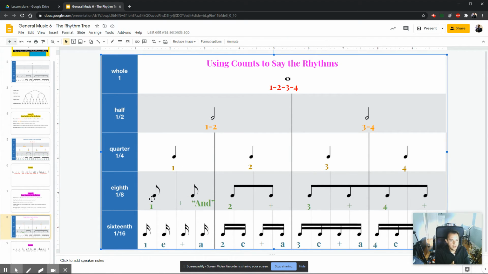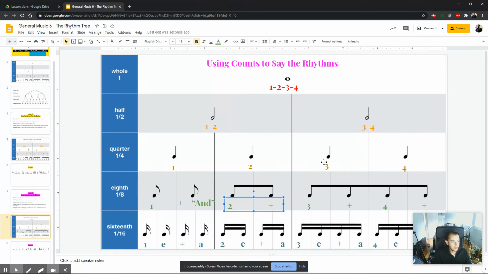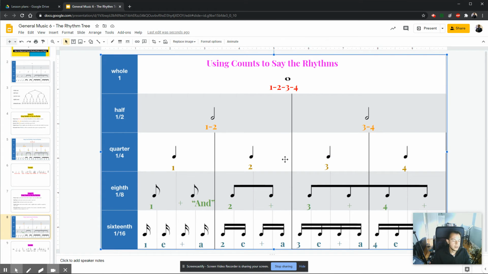So it's 1 and 2 and 3 and 4 and, whether you're just clapping the beat or clapping the actual rhythm. The rhythm that's written is all eighth notes, so it's 1 and 2 and 3 and 4 and. You can also have something like alternating a quarter note and two eighth notes: 1, 2 and 3, 4 and. 1, 2 and 3, 4 and.